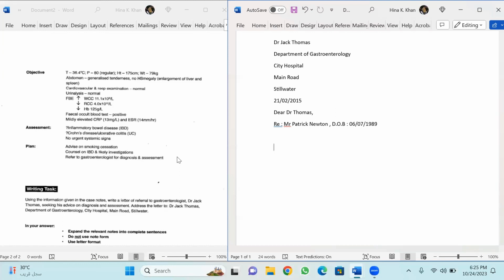Okay, I'm writing to refer Mr. Newton, a 25-year-old male who presents with lower GI symptoms for further assessment. Or you can also write it: thank you for seeing Mr. Newton, a 25-year-old male who has presented with findings suggestive of gastroenterological pathology. Your further assessment and confirmation of diagnosis would be highly appreciated. But in my opinion, these are the different ways you can write the introduction.